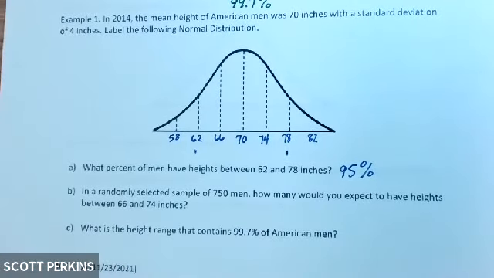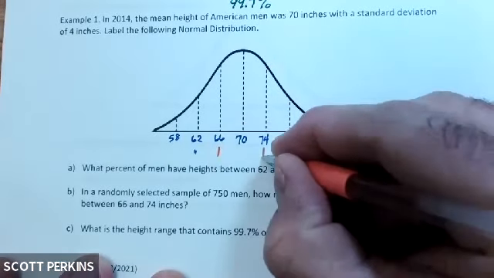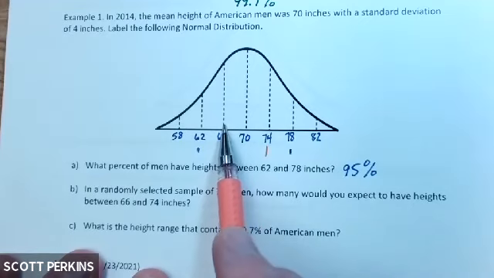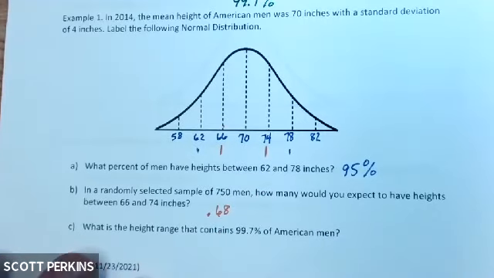So the next question says, in a randomly selected sample of 750 men, how many would we expect to have heights between 66 and 74? So this is just an extension of the previous problem. First, let's figure out the percent. What percent of men are going to have heights between 66 and 74? Yeah, and where you're getting that 68% from is you're remembering, okay, 66 is one standard deviation below and 74 is one standard deviation above. So the empirical rule said how much data is between one standard deviation below and above, and you got that right, 68%. So I'm going to use 0.68 since I'm doing some math with this instead of 68.